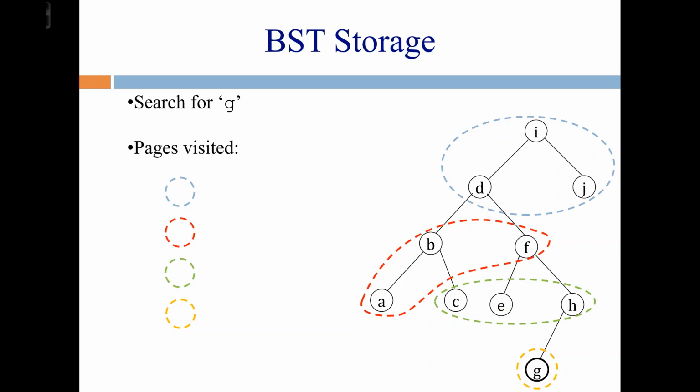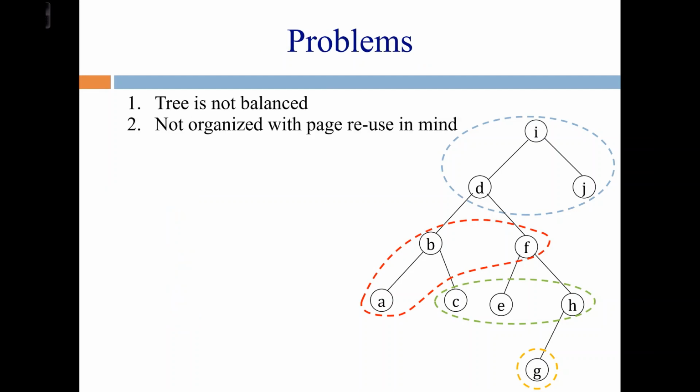So there are a couple of problems going on here. One is this tree is not balanced, so it's not a self-balancing BST. And more importantly, though, the tree is not organized with page reuse in mind.